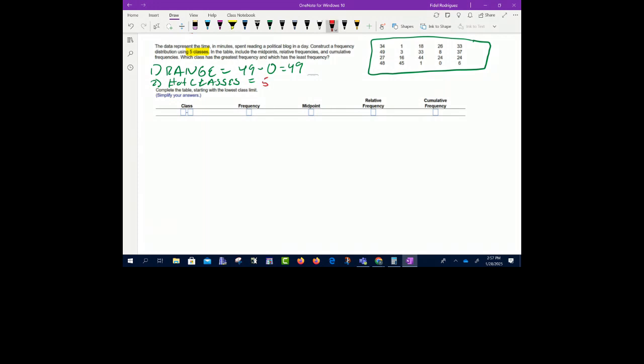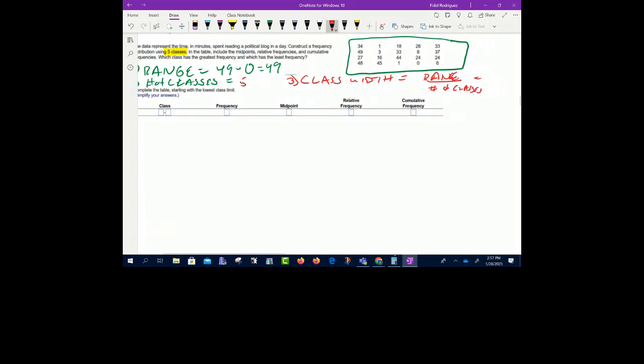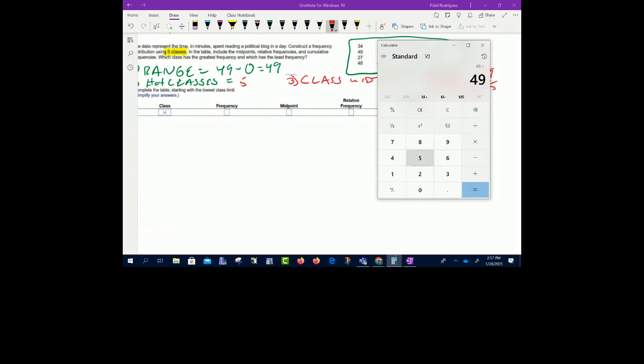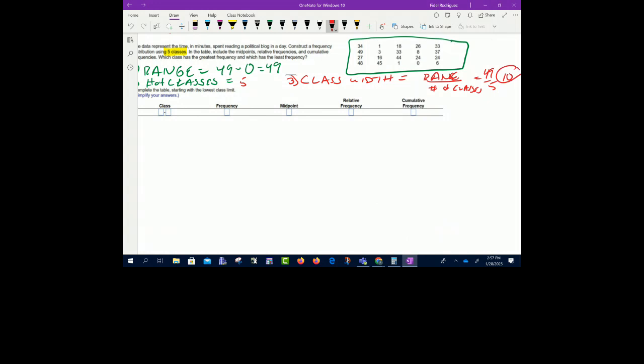So y'all, number 3, our class width. If we're going to find our class width, we're going to take the range divided by the number of classes. That's going to be 49 divided by 5. Let me get my calculator: 49 divided by 5 is 9.8. Everybody agree, 10?